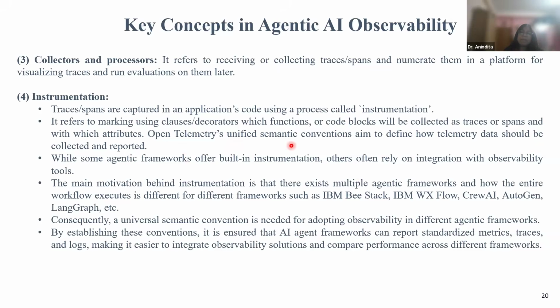OpenTelemetry's unified semantic convention aims to define how telemetry data should be collected and reported. It shows how telemetry data should be collected and stored. When some agentic frameworks have built-in instrumentation, they often rely on integration with observability tools. So these are the four things: traces, spans, collector and processor, and instrumentation.